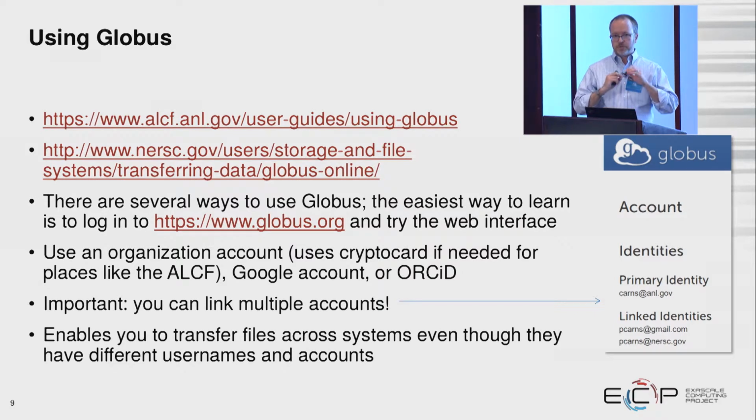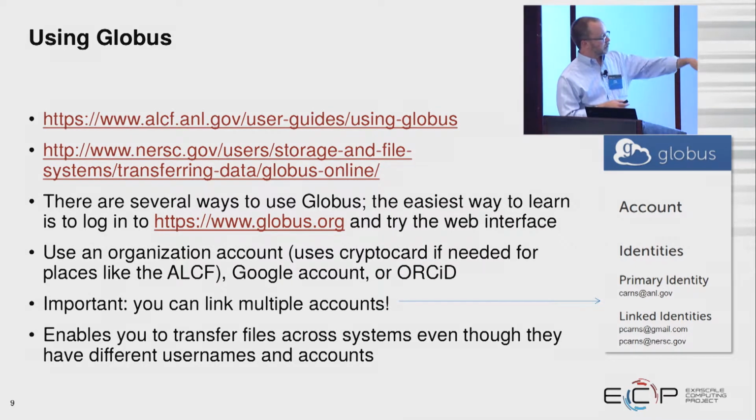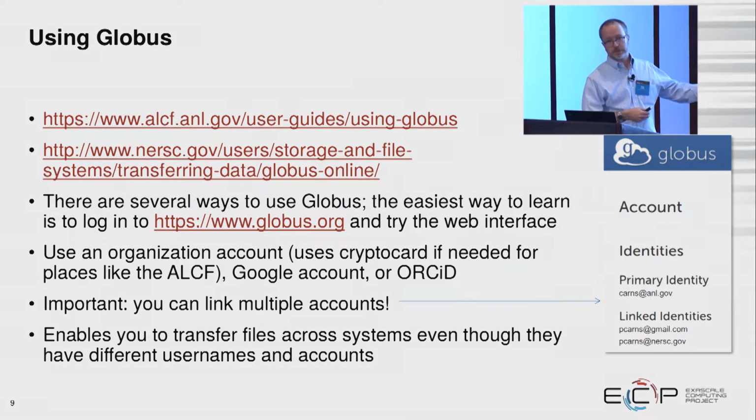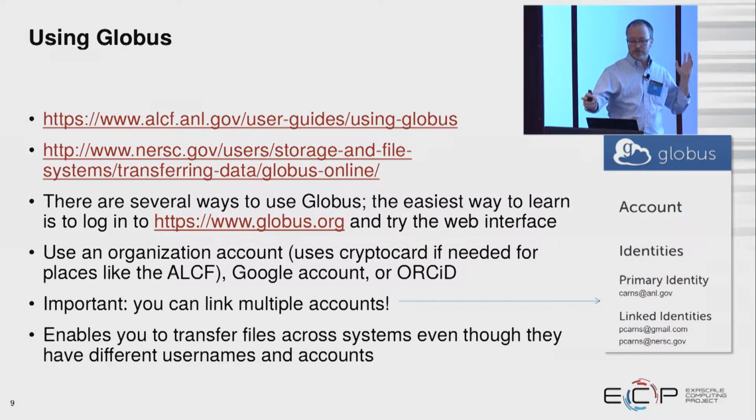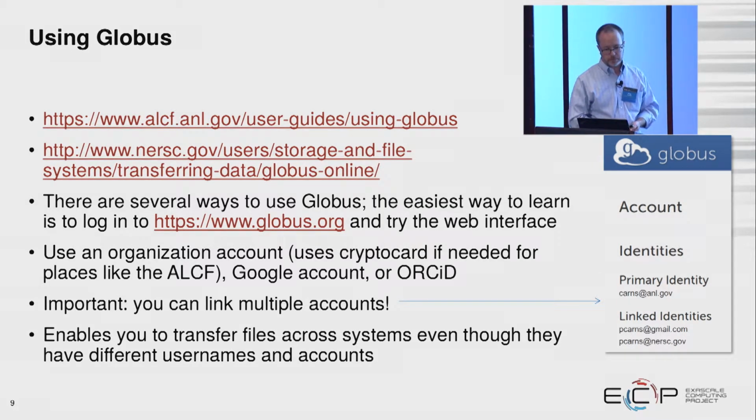And once you've logged in, however you're going to log in, you can connect multiple accounts together. So I gave a screenshot from my account. I've got my Argonne account, which is my main identity on here, but I linked it to a Google account and I linked it to a NERSC account. And what that means, especially the NERSC one, is that I can copy files between NERSC and Argonne and it'll use the proper authentication methods on both ends.